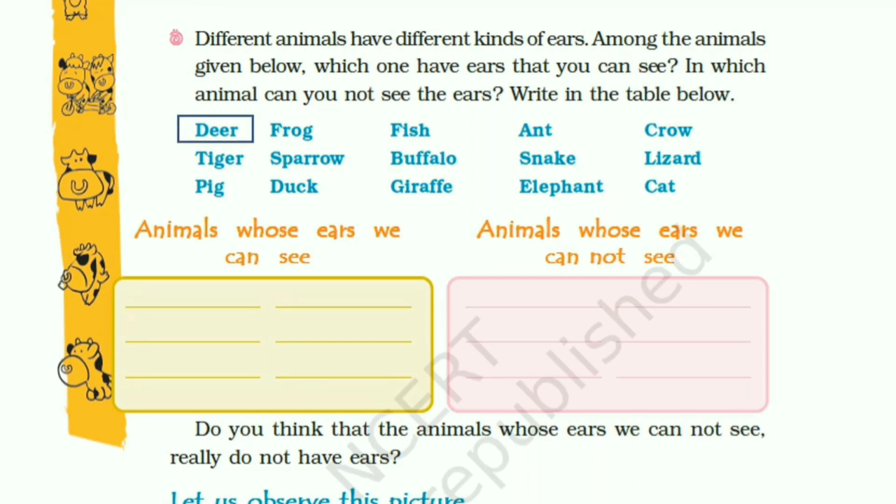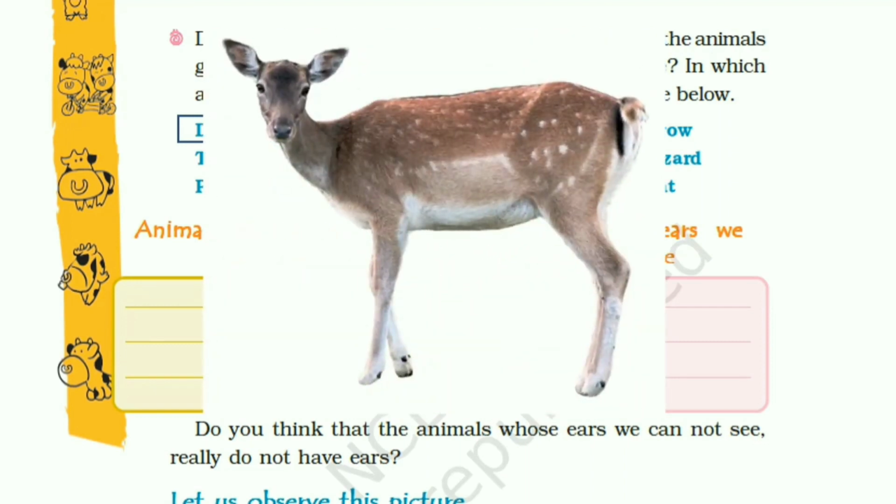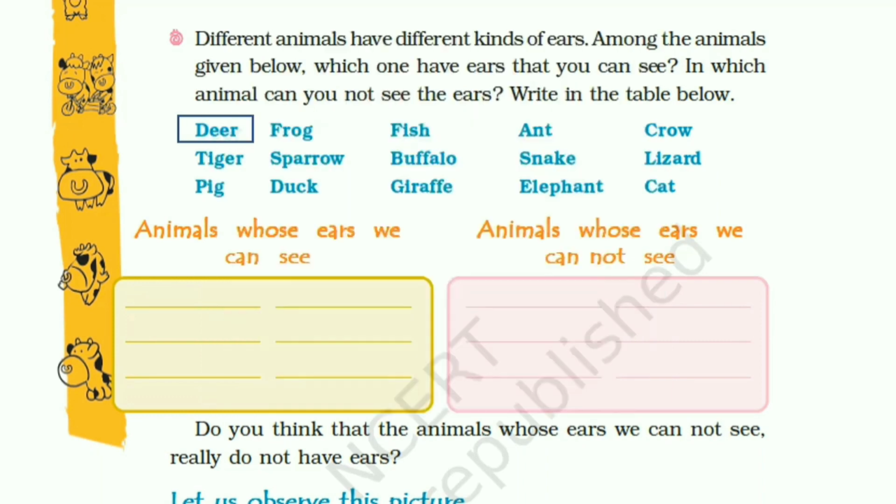I have decided to show you pictures of each word for better visual understanding. Let's go one by one. The first word is deer and here is the picture. In this picture, we can see that the deer has ears, so it comes under table number 1. Table number 1 is animals whose ears we can see, and table number 2 is animals whose ears we cannot see.